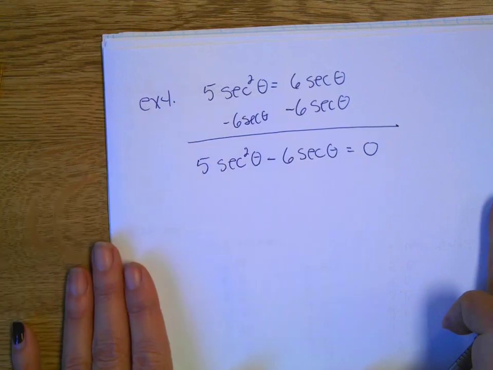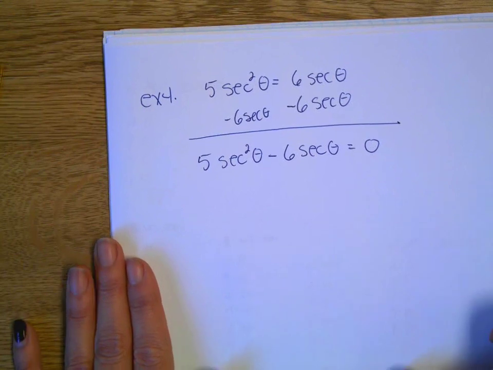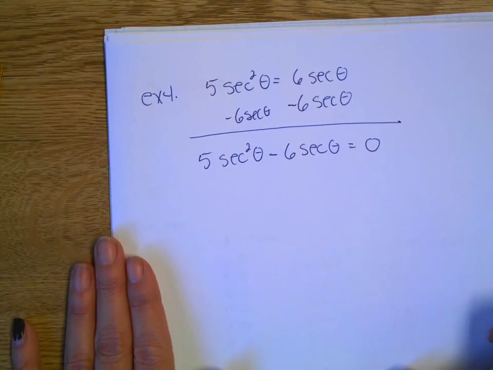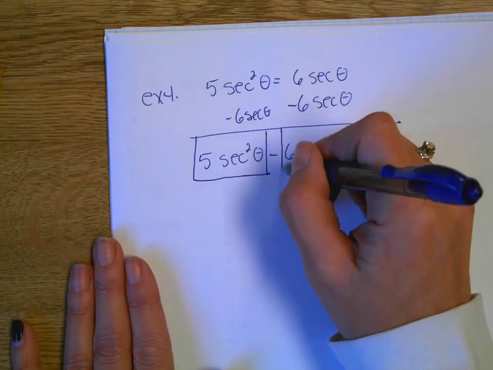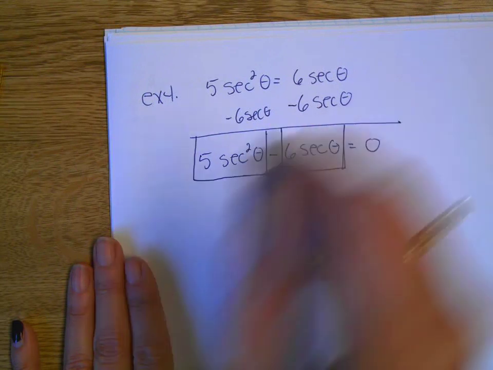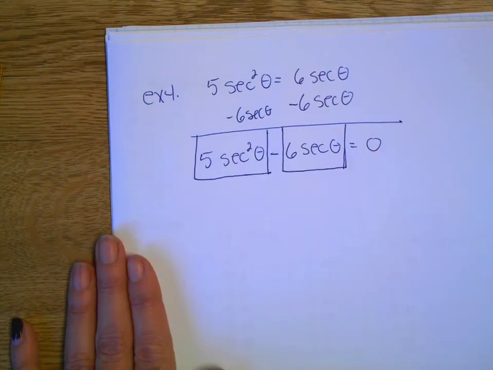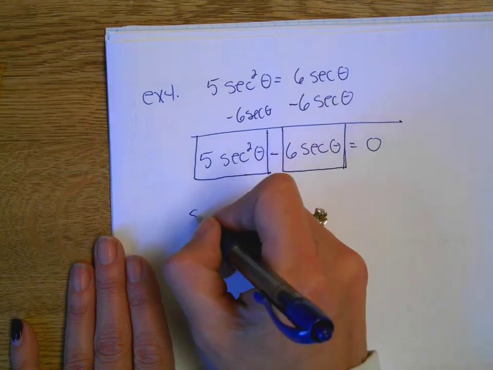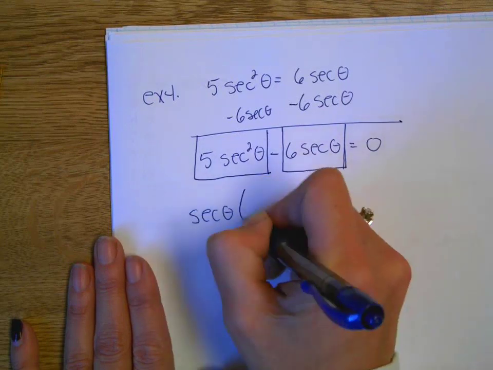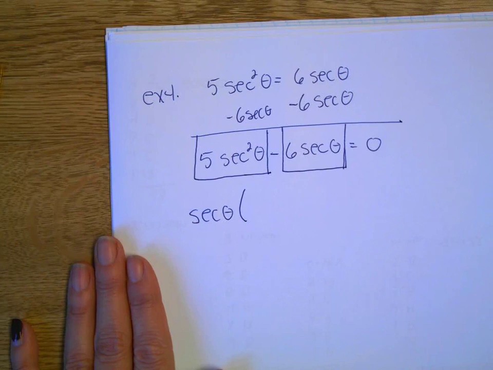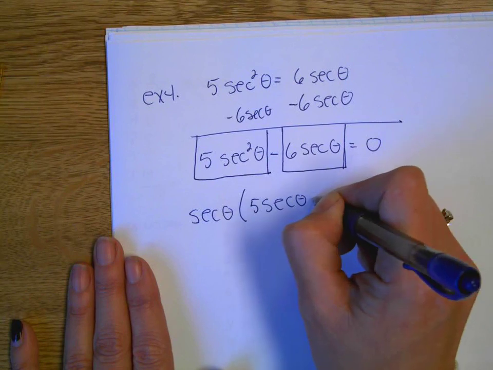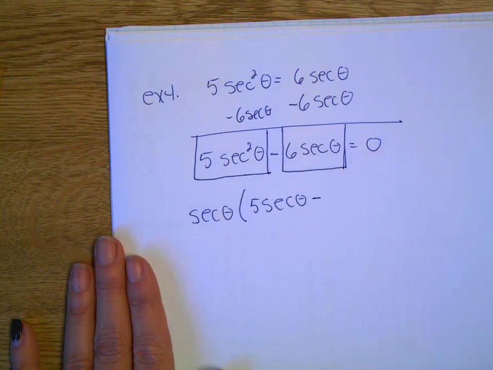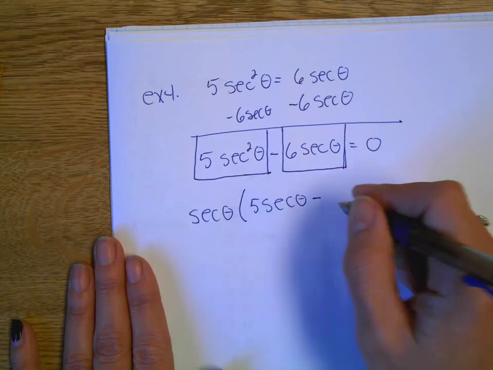This is not a quadratic because it doesn't have the third term. But can I factor this? Yeah. What's my technique? The baskets. Think of the baskets. So you think of the baskets when you got two things separated by a sign. What can I take out of each basket? Secant can come out. What's left in the first basket? 5 secant. Okay, 5 secant minus 6.